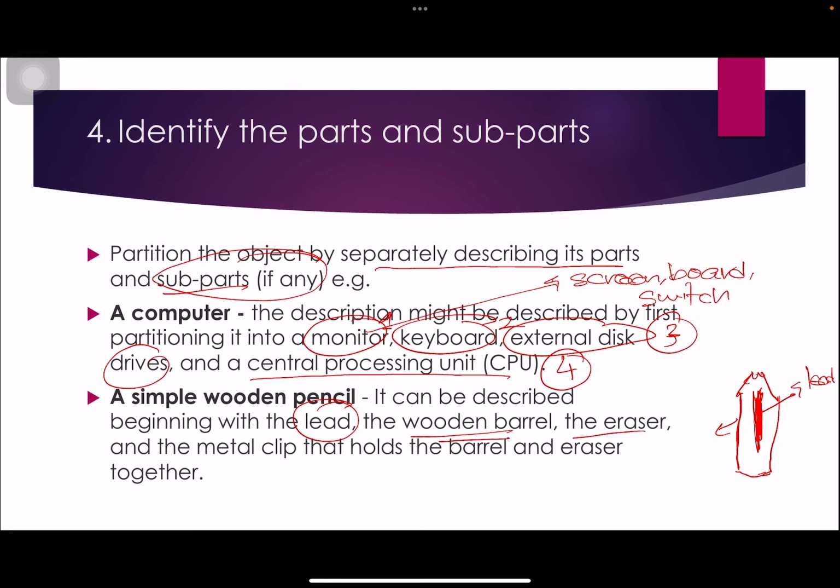And then you are going to have the eraser. So this is going to be your eraser. And then the metal clip that holds the barrel and eraser together. So most probably you're going to have the metal clip here, just to attach it together. So this is the wooden barrel. This is the eraser. And this will be the metal clip. So this is how you can identify the main parts and subparts of the product that you're going to present.